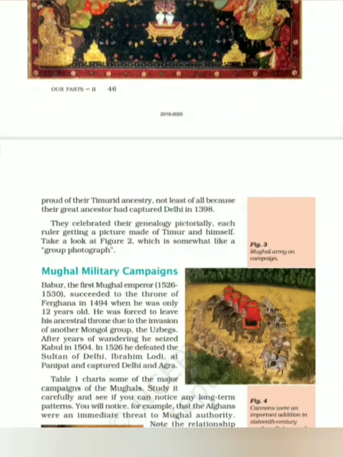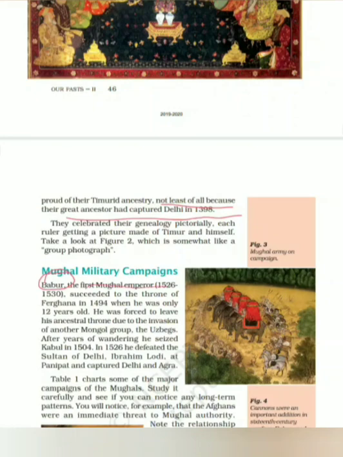On the other hand, Mughals were proud of their Timurid ancestry, not least of all because the great ancestor had captured Delhi in 1398. So this was why Mughals wanted to start with the Timurid side and not the Genghis Khan side. This was the reason. So now we first come to Babur. Who was Babur? What were the points of connotation for Babur?